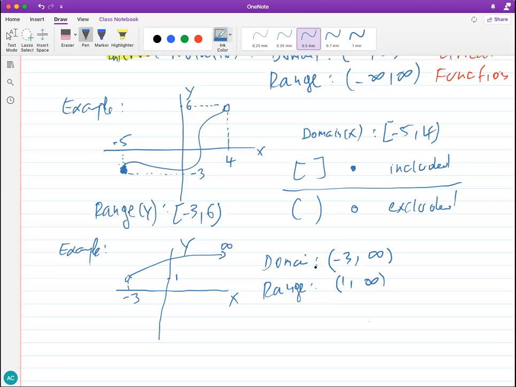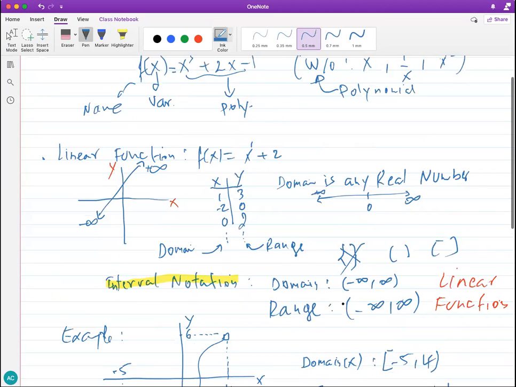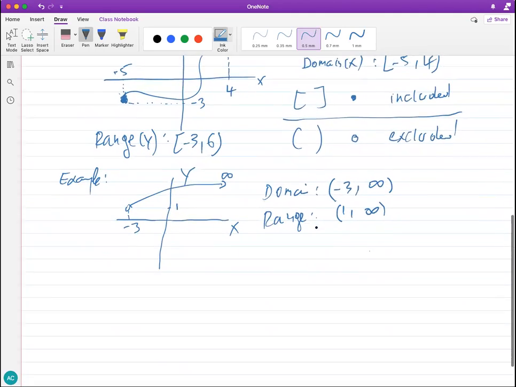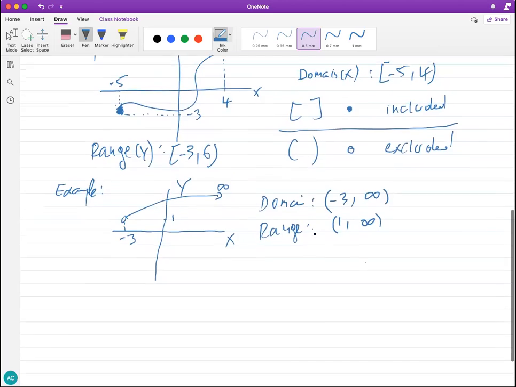Okay, that's very simple, to read domain and range from graphs. No big deal, just look at the numbers. If you see an arrow, it means it goes to infinity. Could be this way, going to positive infinity. If the graph was facing the other way, this way, it would be negative infinity. And this means included, the hole means not included. That is pretty much how you read the domain and range from a graph.